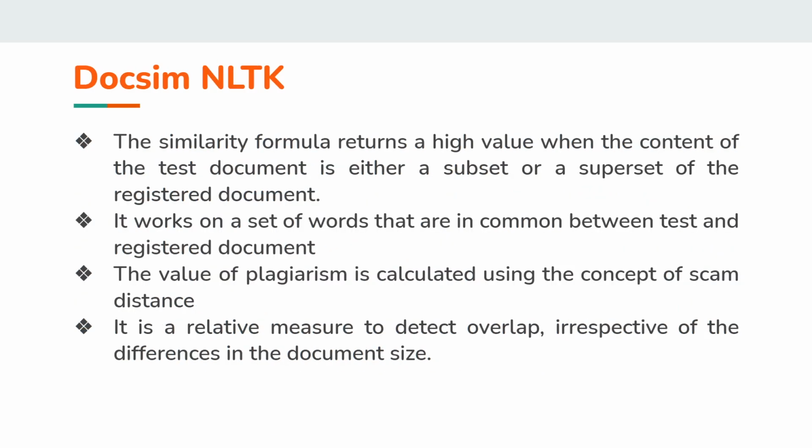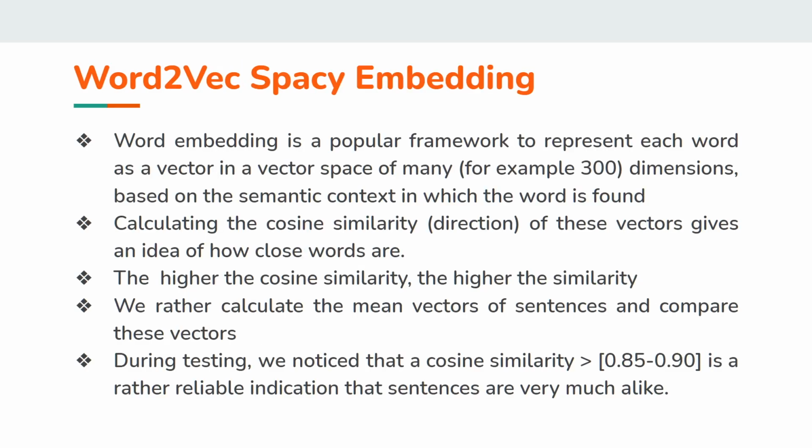Now Doxymantic, the next feature. This feature is provided by NLTK library, and the similarity formula returns a high value when the content of test document is either a subset or a superset of the registered document. It works on a set of words that are in common with the text and the registered document. The value of plagiarism is calculated using the concept of scam distance. It is a relative measure to detect overlap irrespective of the differences in the document size. Word2Vec spaCy embeddings.